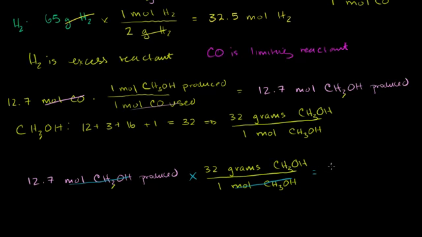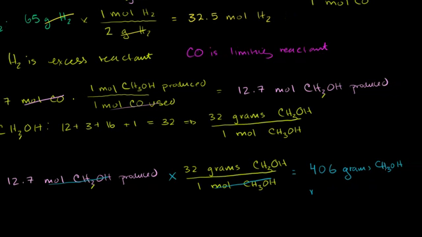406.4. Actually, I should just stay with significant digits. So we'll say 406 grams. I'm rounding down. 406 grams of methanol. Let me write it with the units. So grams of methanol went off the screen. Of methanol produced. I could write the produced down here since we're all done.